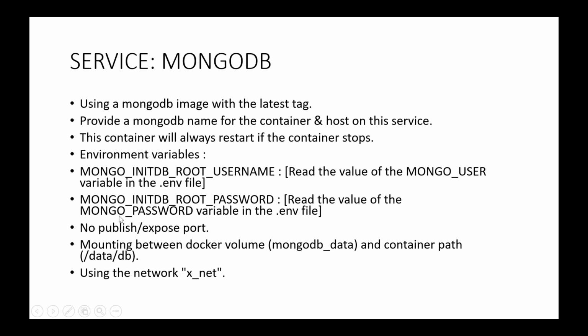No publish or expose port, and we are mounting the Docker volume, which is mongodb_data, to the container path /data/db. By the way, that means we need to check whether we have created a volume named mongodb_data. If the volume hasn't been created yet, we need to create it at the end of the Docker Compose file. And then the last one is we are using the network x_net.